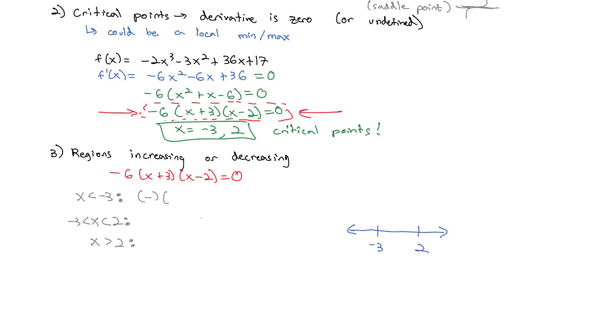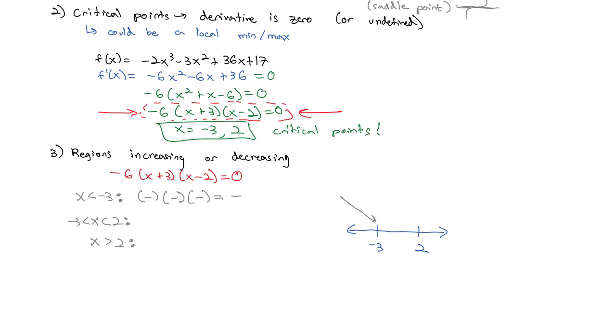If I take a number that's smaller than negative 3, maybe negative 4 plus 3, the answer will be a negative. So I care that the answer is negative. And if I take a number smaller than negative 3, like negative 4, and subtract 2, it's going to be even more negative, which means we have a negative times a negative times a negative, which is a negative. Because the derivative is negative, we know in this region left of negative 3, the graph is decreasing, going down.